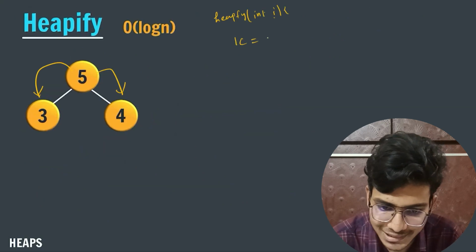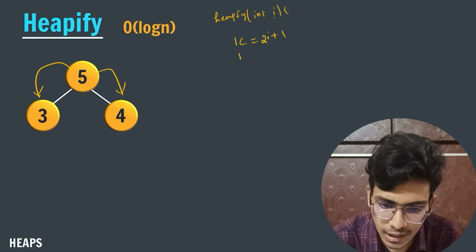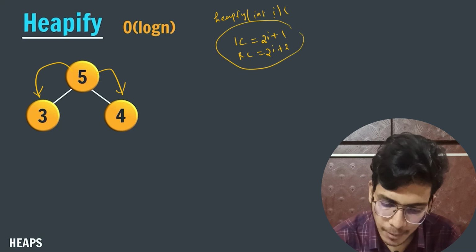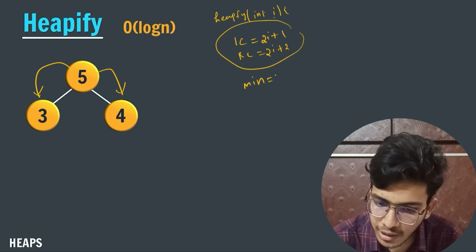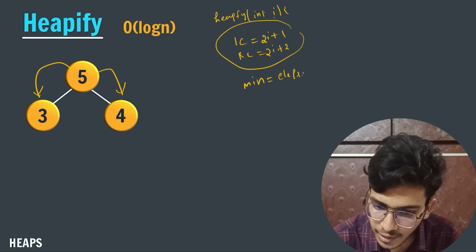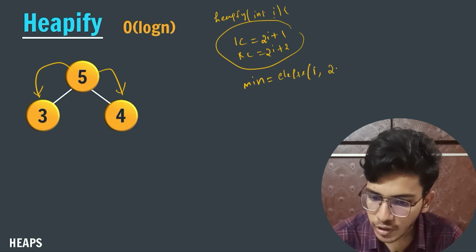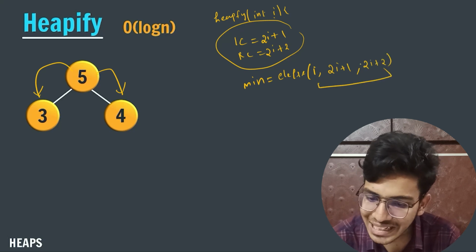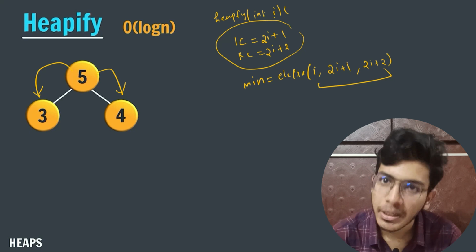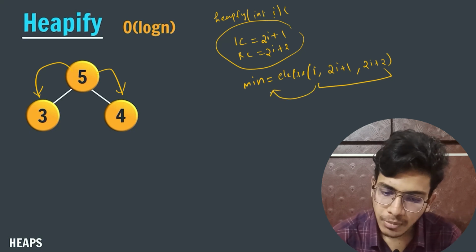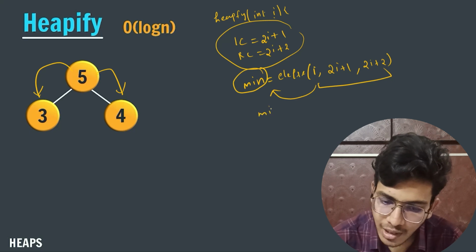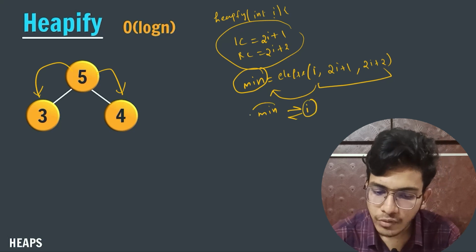So the left child is equal to 2i plus 1 and the right child will be 2i plus 2. Now after taking this, I will compare which one is minimum. Whatever the elements present at the ith index, the 2i plus 1 index, and the 2i plus 2 index, in these 3 indexes, which element is minimum, I will take that as minimum and store it in a variable called min, and after that I will swap the I, that is nothing but the root element, with the minimum element.